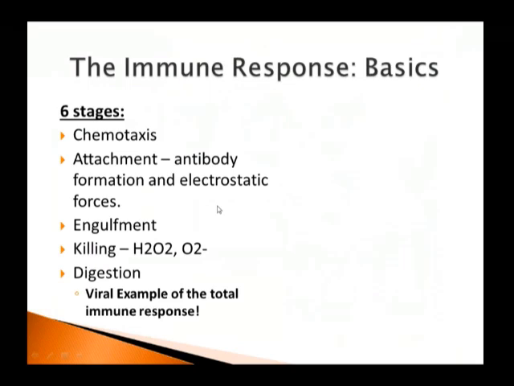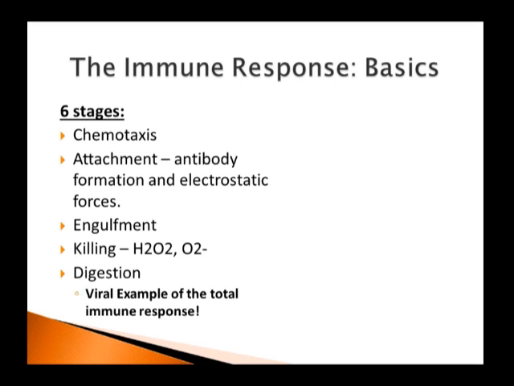All right, so we're going to talk about the innate immune system and then the adaptive immune system. Let's go through a few basic things with respect to the innate immune system. We won't go into this in depth, but just to give you a working knowledge, there are actually 6 stages. Chemicals get released that help attract aspects of the immune system towards something that's gotten into the body, whether it's a virus, a bacteria, a parasite, whatever it may be.